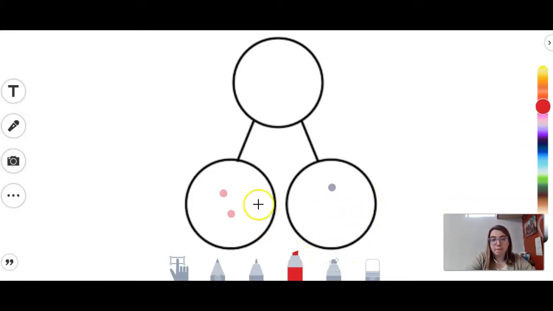Okay. How many reds am I going to be putting in the whole? 2, because there's 2 reds in the red part. How many blue dots am I going to be putting in the whole? 1, because there's 1 blue dot in the blue part. How many are in the whole? That's right, there are 3. Part, part, whole. 2 and 1 makes 3.